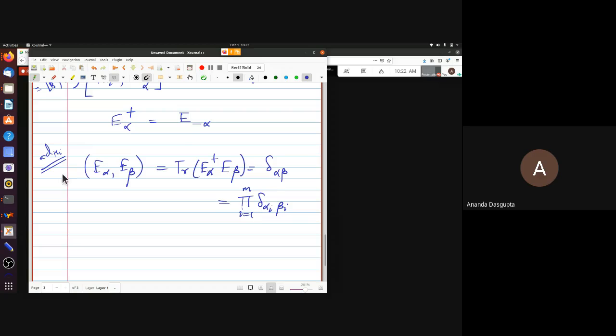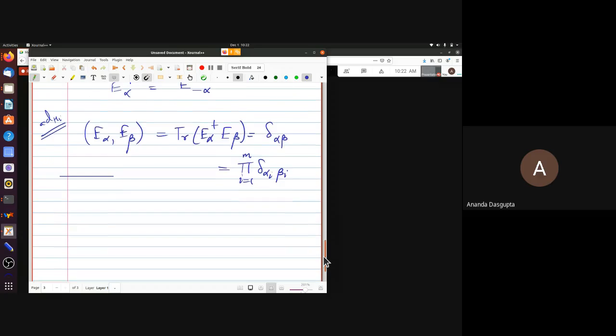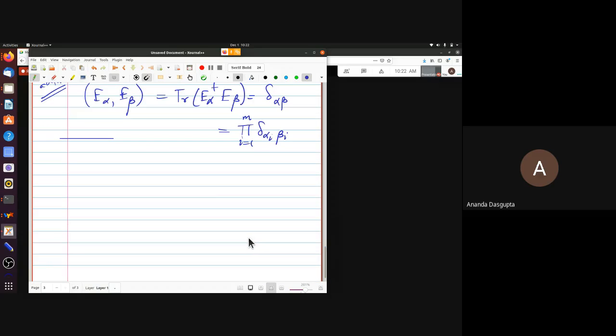So that's just a choice. You can always choose to normalize your operators this way. Okay. Now, why are these generators so important? These simultaneous eigenvectors of all the HIs. The answer simply lies in this fact.